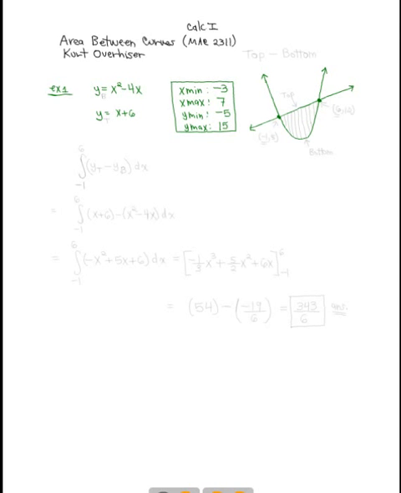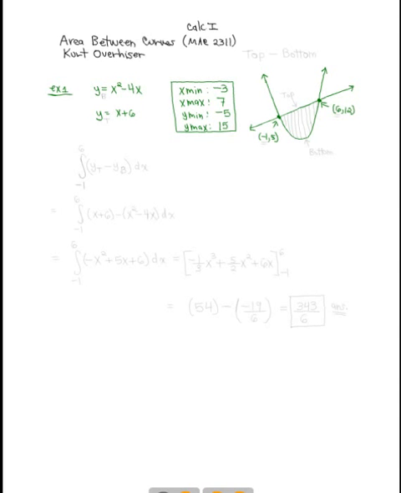Now you can use algebra to find those two points by setting the equation for the parabola equal to the equation for the line and then solve the resulting quadratic, or you can use the trace intersect feature of your calculator. In either case, you're going to get that the coordinates of the leftmost point of intersection would be negative 1, 5, and the rightmost would be 6, 12. I just went ahead and used the intersect feature of my calculator in order to come up with those two points.